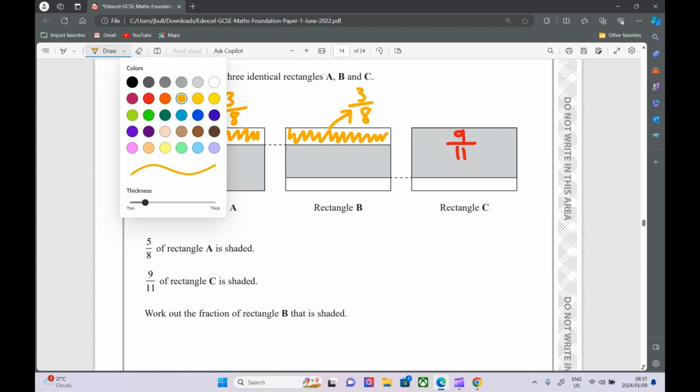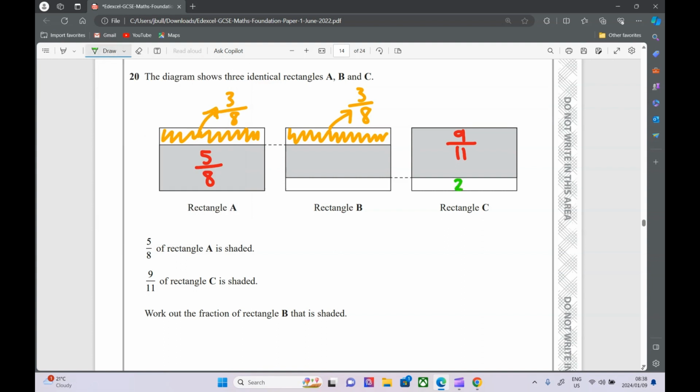And then same thing for rectangle C. If that's 9/11 shaded, so 9 out of 11 shaded, that means 2 out of 11 is not shaded. Which means same thing here, we can see they've shown it's the same size. So this is 2/11 not shaded.